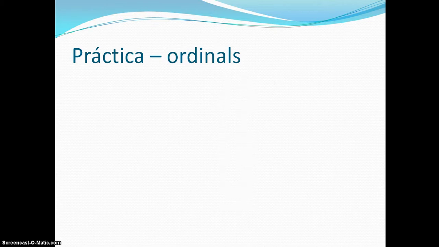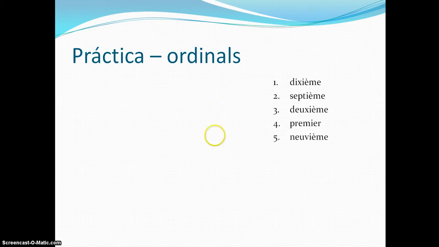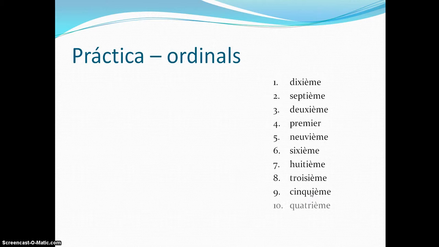So, numéro 1, 10e. 2, 7e. 3, 2e. 4, premier in the masculine, or première in the feminine. 9e, remember how I said about the spelling of this with a V and not an F. 6e, 8e, 3e, cinquième with an extra U in there, and quatrième. Okay, good. Again, apologise for the pratique. I had a Spanish version of this. Pratique in French.